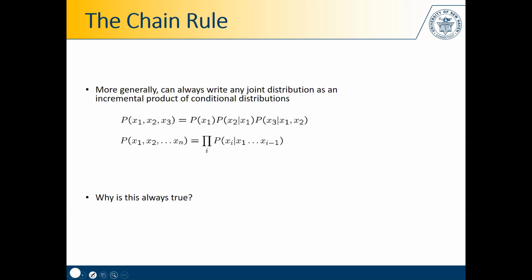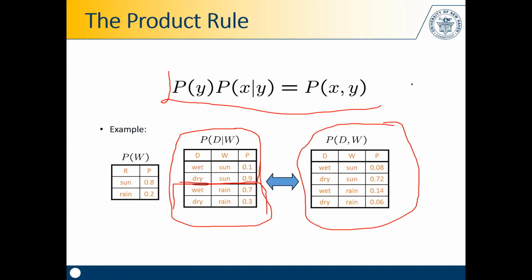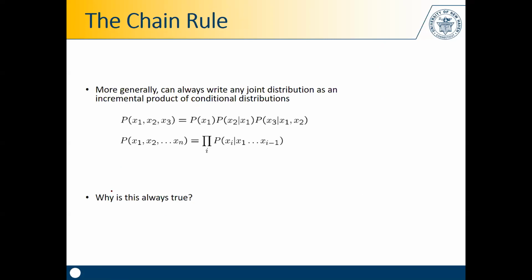Why? Well, it's essentially the same formula. P of x y is equal to P of y multiplied by P of x given y, right? This is precisely what we're doing here. P of x1, x2, x3 is P of x1 multiplied by P of x2 conditioned on x1 multiplied by P of x3 conditioned on x1 and x2.